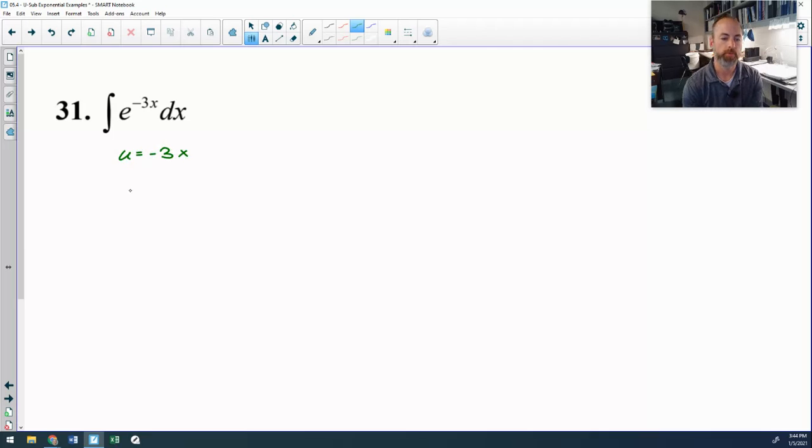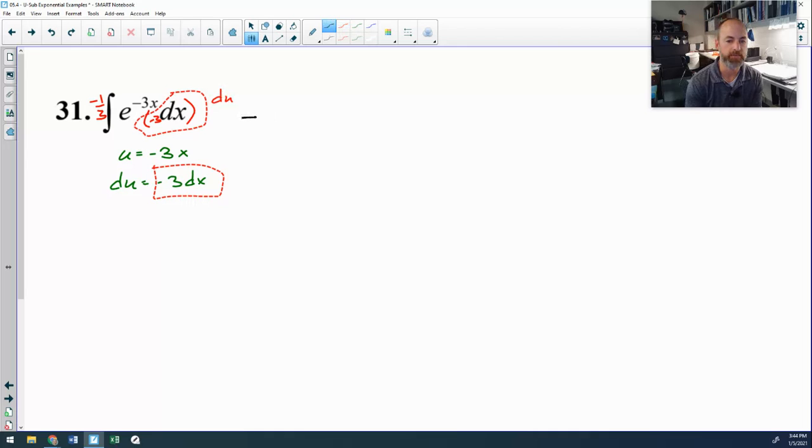3x. The derivative of that would be negative 3 dx. Can I make negative 3 dx happen? Sure. I just got to squeeze a negative 3 down here. With my dx, I'll put a negative 1/3 to offset the negative 3 that I put in the problem. And now my du is right here, ready to be used. Once I identify the du, I know it's safe to proceed with the U substitution. So the negative 1/3 on the outside comes along for the ride. The negative 3 dx is my du.